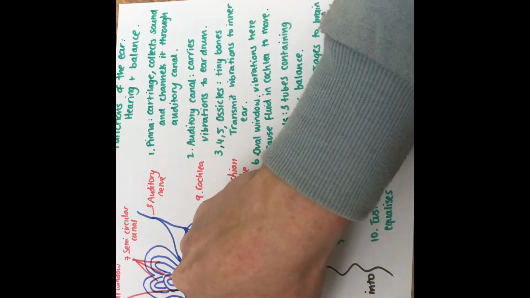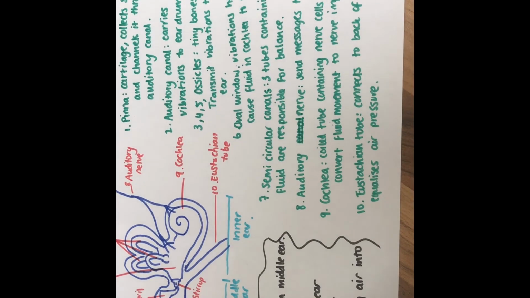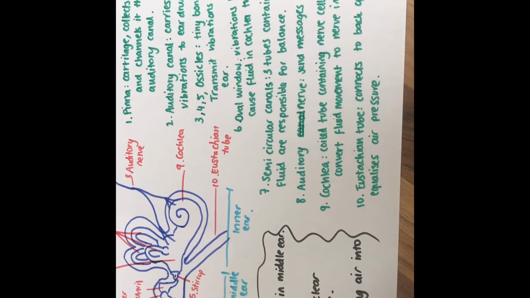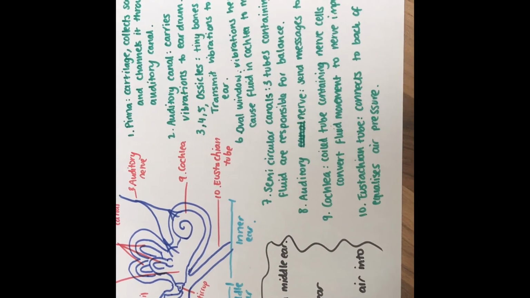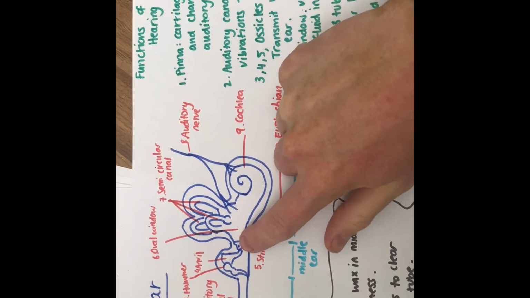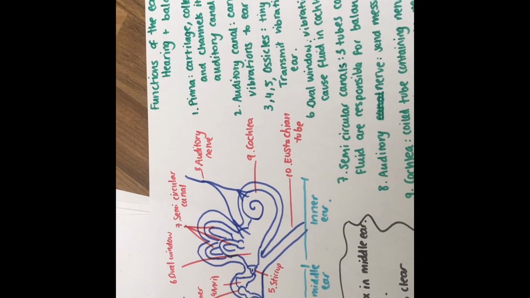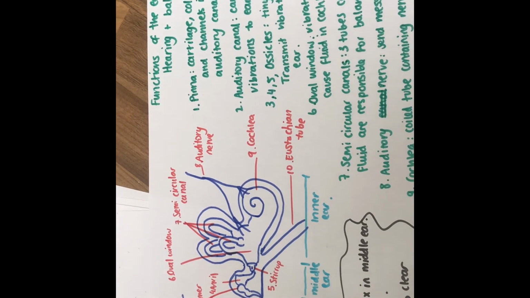3, 4, and 5. So 3, 4, and 5 are the 3 different types of bones that we find in the middle ear: the hammer, the anvil, and the stirrup. Again, the stirrup is the smallest bone in your body. Tiny, tiny little thing here. Okay, and what they do is they transmit vibrations to the inner ear.